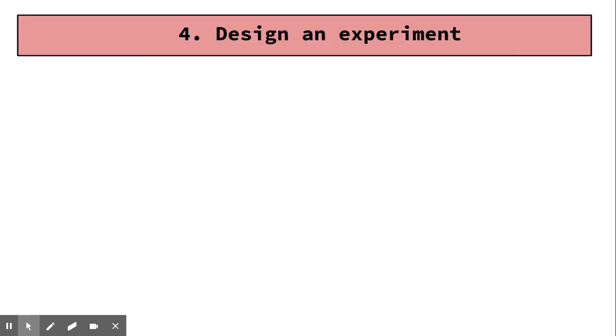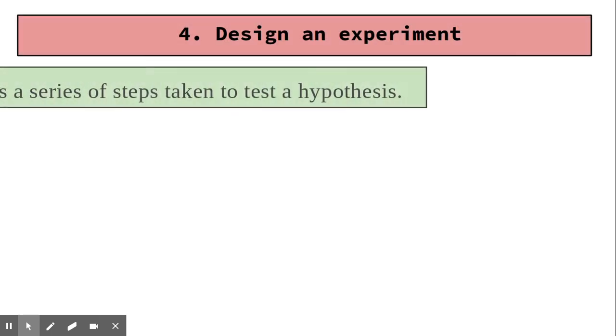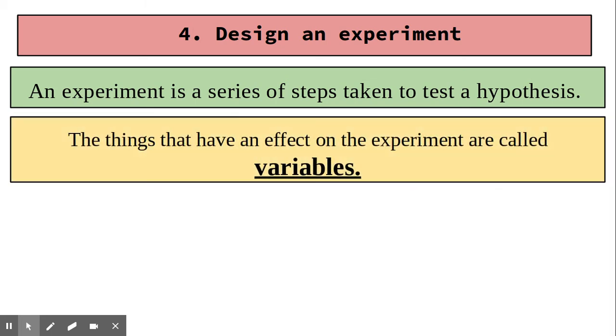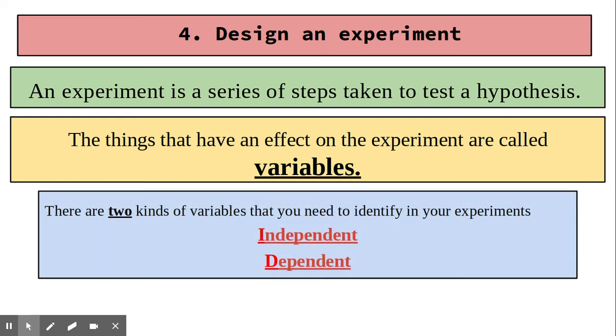Number 4, design an experiment. An experiment is a series of steps taken to test a hypothesis. The things that have an effect on an experiment are called variables. There are 2 kinds of variables that you need to identify in your experiments: independent and dependent.